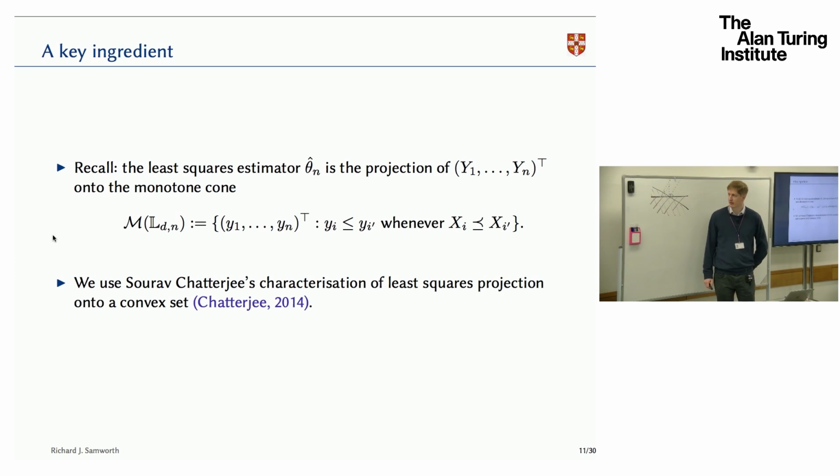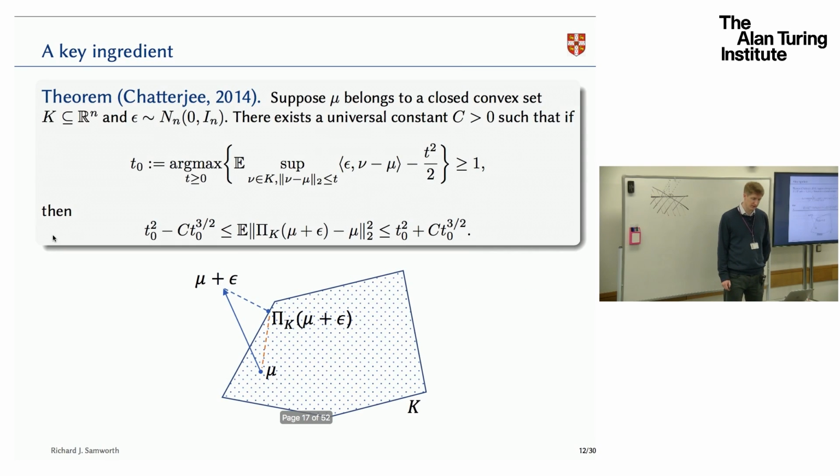And so this is his characterization of the least squares projection onto a convex set. And here's what the result says. I think it's a very beautiful result. Let's suppose that mu belongs to a closed convex set K, and that epsilon is our error vector.